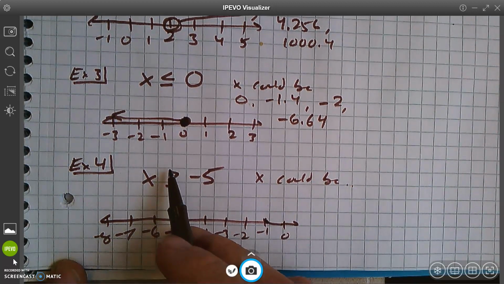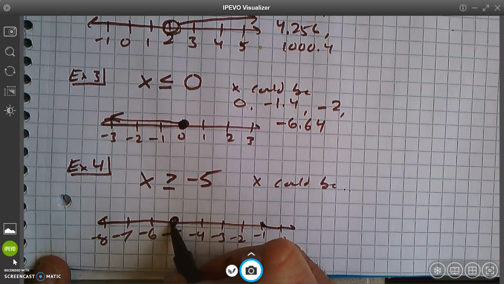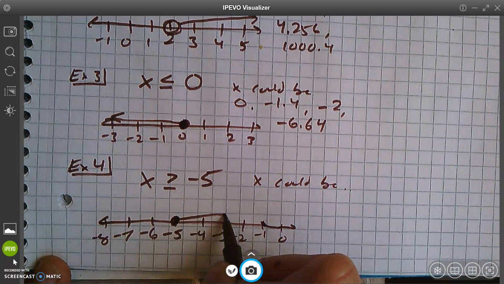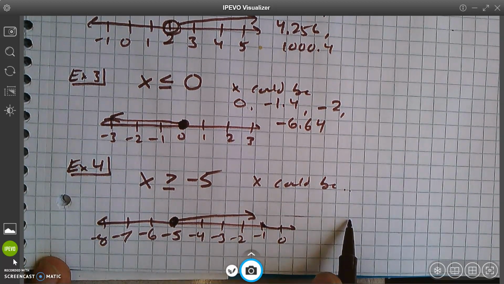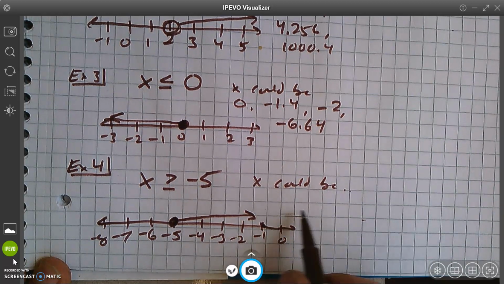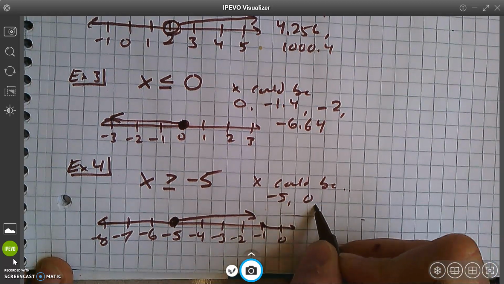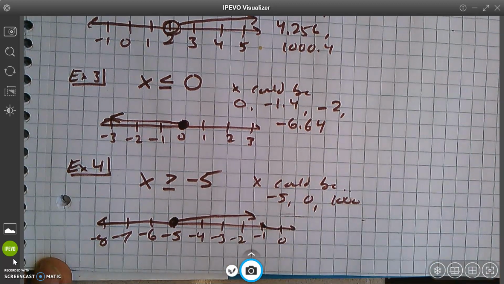So x is greater than, so it's not less than, so it should be greater than or equal to. Boom. So greater than is to the right. So all the values going here forever. This arrow means it goes forever, all the way to infinity, all the way over there. So x could be -5, x could be 0, x could be 1,000, any of those.